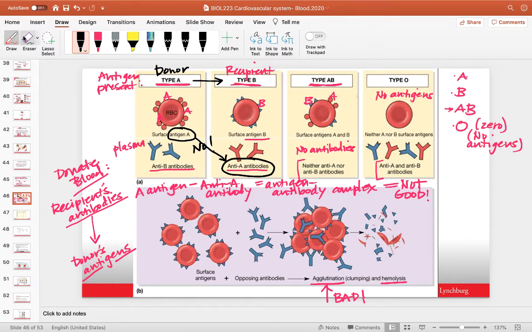Now, let's talk through another one. I'm sorry that my slide is getting so crazy here. Let's try to clean this up. So what would happen if we had, let's see.